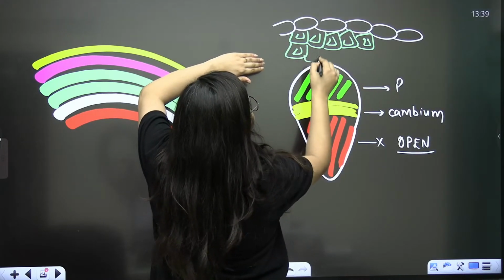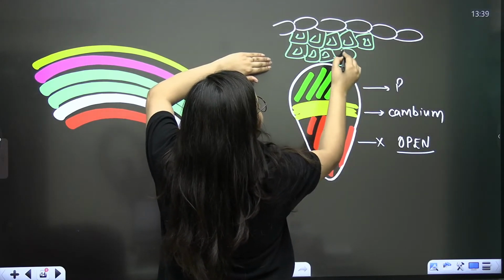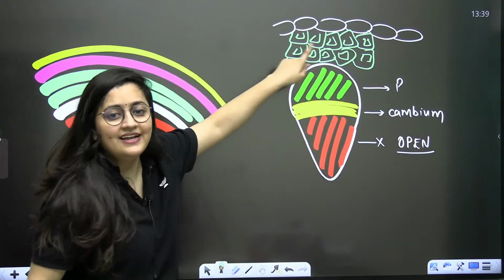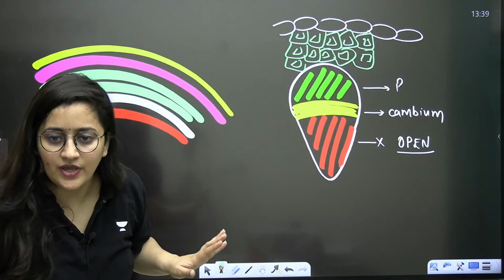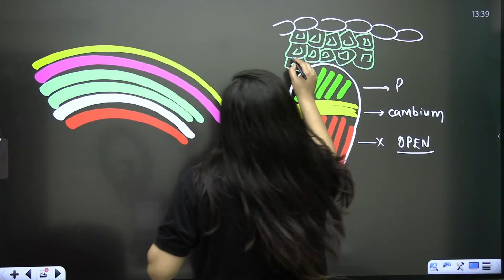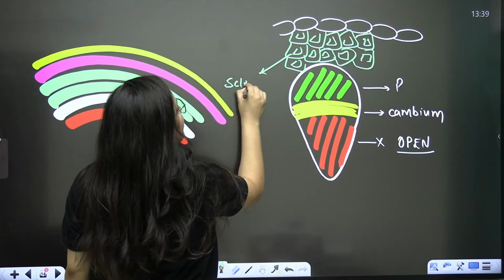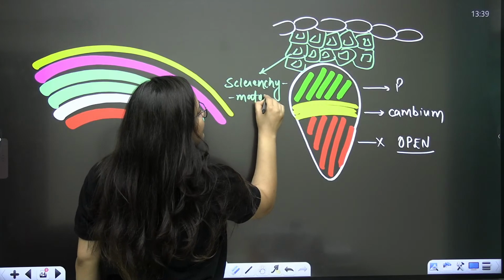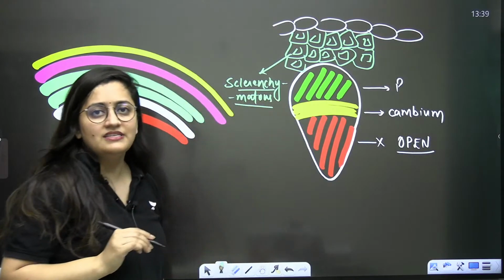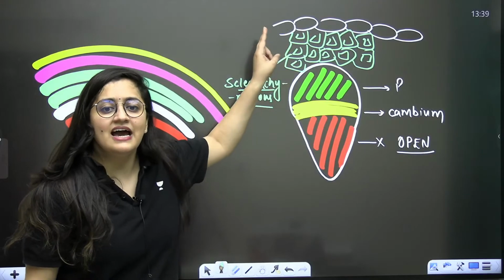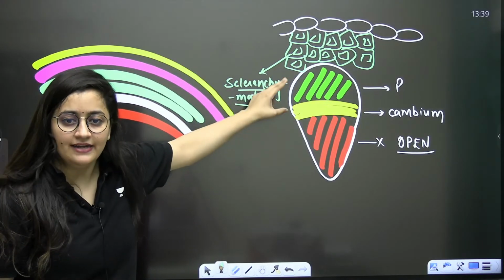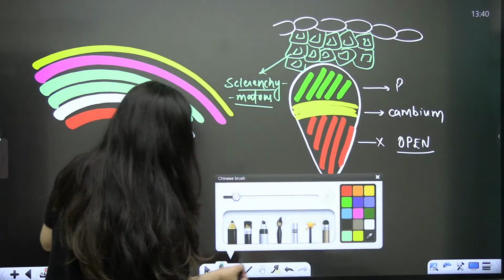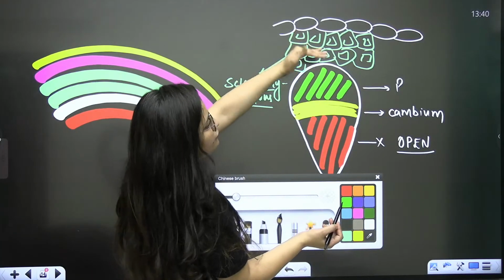When you look at the diagram, even from your NCERT, you will see these kind of patches. When we draw cells like this, we are trying to say that these cells are sclerenchymatous. Sclerenchymatous means they are dead, they are lignified, they have thick cell walls. So these sclerenchymatous patches are present just opposite to this phloem.